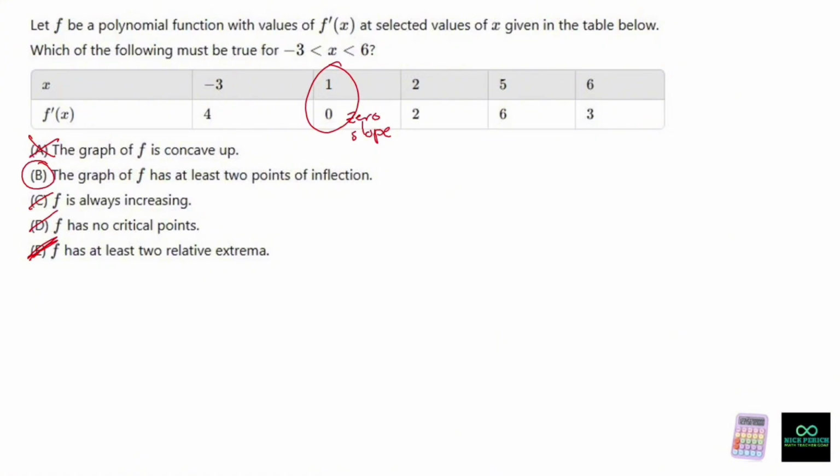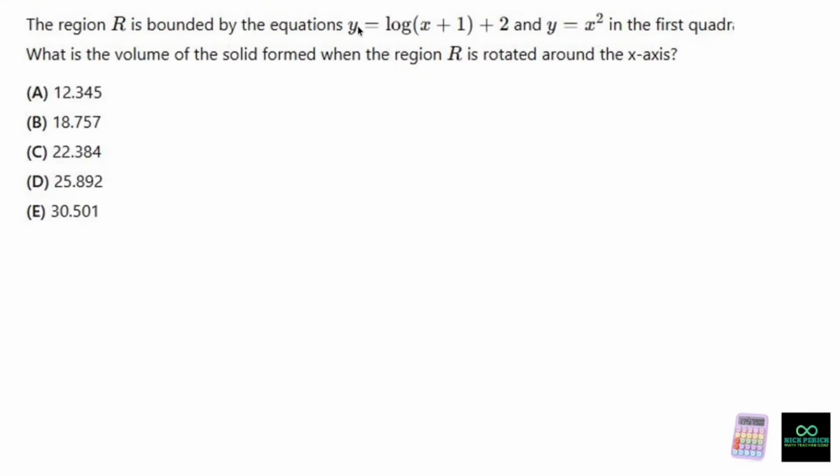The region R is bounded by the equations y equals log of x plus 1 plus 2 and y equals x squared in the first quadrant. I don't know where the rest of the word quadrant is, but it's gone. What is the volume of the solid formed when the region R is rotated around the x-axis? So, all right, logs usually look like this, x squared usually looks like this. So you're going to be my A, you're going to be my B. I'm rotating you around the x-axis, right? So this is the washer method.